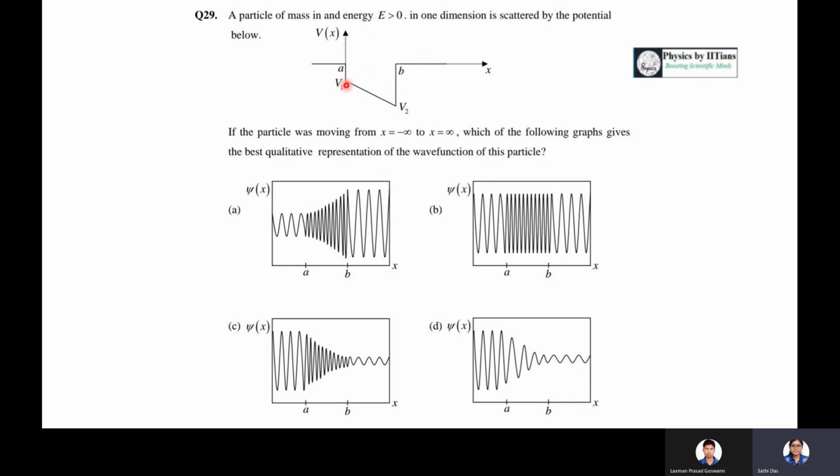This is actually an attractive potential, because the potential is negative here. So V1 is also an attractive potential, V2 is also an attractive potential. So whenever you are considering that the particle is moving from minus infinity to plus infinity, the particle will have some oscillatory wave function, and then initially it will transmit some of it and it will reflect some of it.